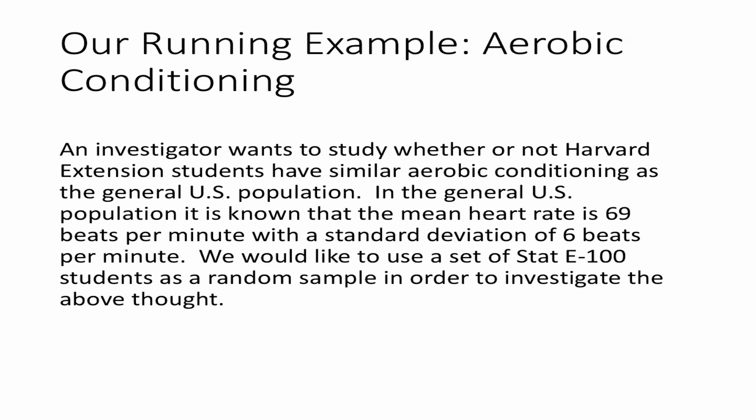So let's go back to this idea of aerobic conditioning for students at Harvard. The investigator wants to study whether or not Harvard Extension students have similar aerobic conditioning as the general US population. So we're using this sample of STATE100 students to make a generalization about, or rather to test a claim about, the US population vis-a-vis the Harvard Extension School population. And we know for the setup that in the US population, the population mean is 69 beats per minute, and in the population of all people living in the United States, the standard deviation is 6 beats per minute. So we want to use this sample set of data to investigate this claim.